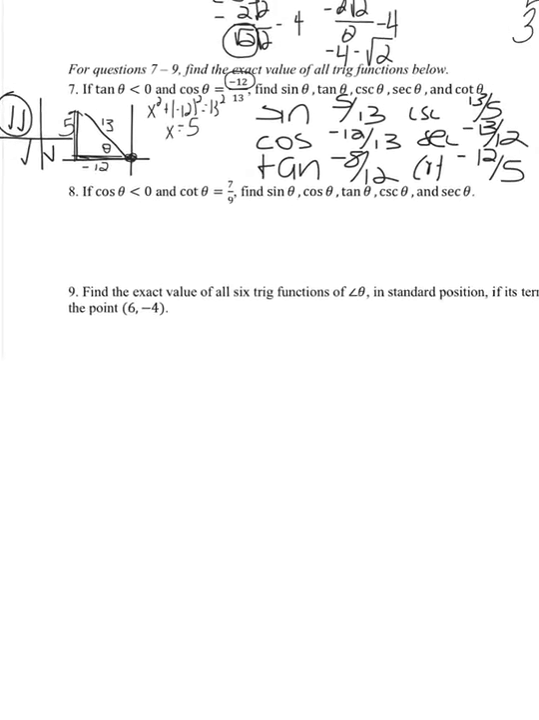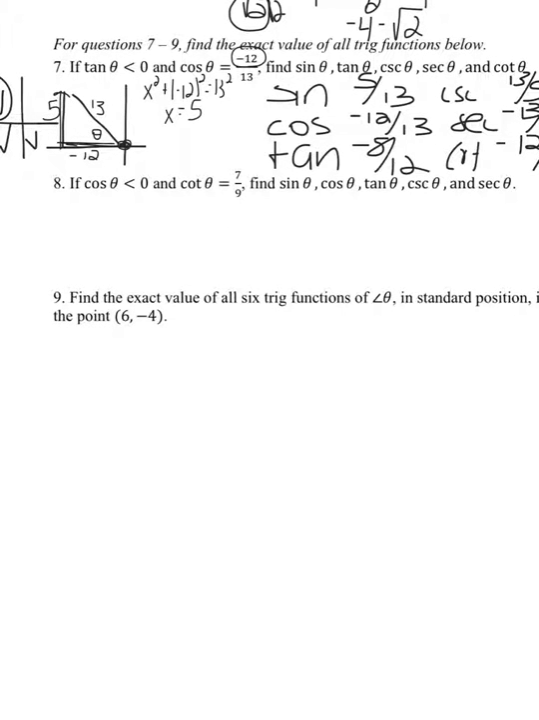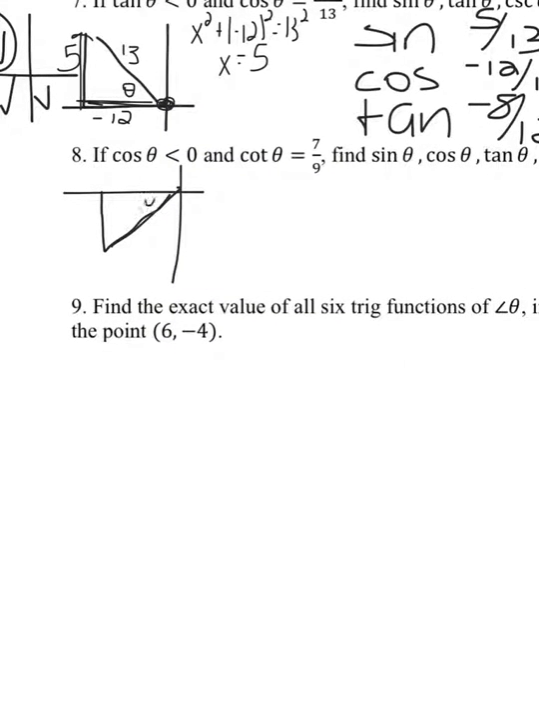Okay, same idea for number 8. Cosine is less than 0, and cotangent is positive 7 over 9. So the quadrant where cotangent is positive, but cosine is negative, that's going to be in quadrant 3. So I draw my angle in quadrant 3. I go straight to the x-axis. So this is theta here.